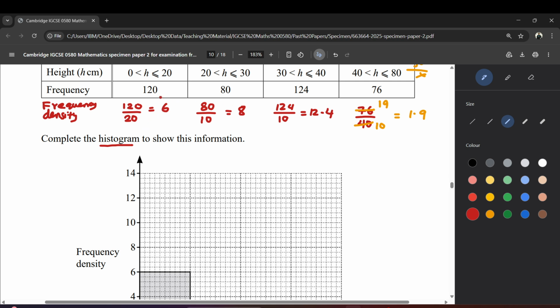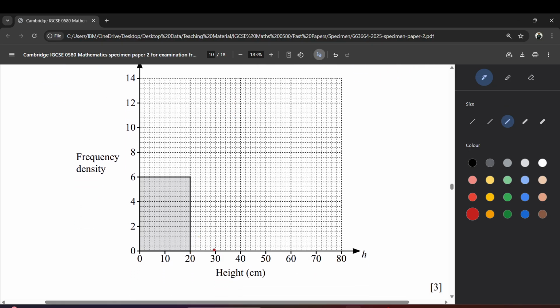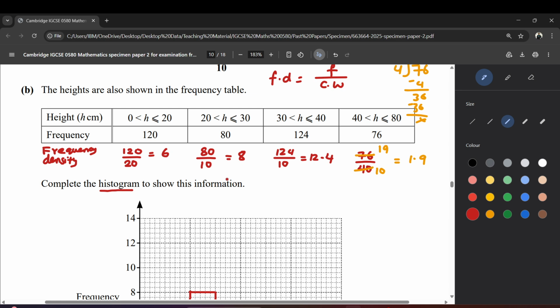So the first one is already done. So we're going to start from here. That is 8 frequency density and your class interval is 20 to 30. So 20 to 30, that should be 8, right? So this is 8. Obviously you're supposed to use a ruler over here. I don't have that facility right now, so I'm just going to draw freehand.